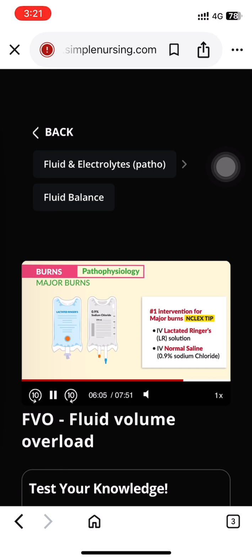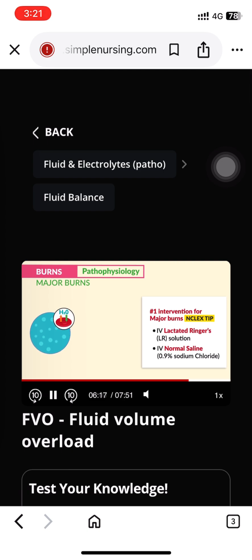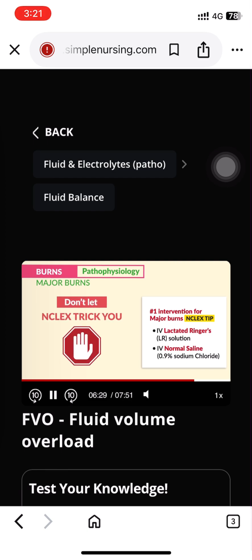These two will help save lives. They are isotonic fluids, which we call isoperfect fluids, since they stay inside the veins longer than any other solution, as it closely resembles the chemical composition of human blood. Fancy words for it increases the fluid volume inside the blood vessels, increasing the blood pressure and saving your patient's life. So don't let the NCLEX trick you here.